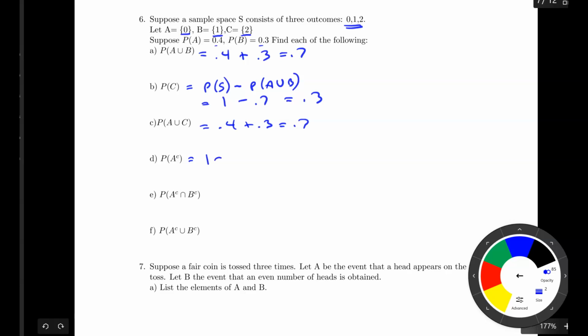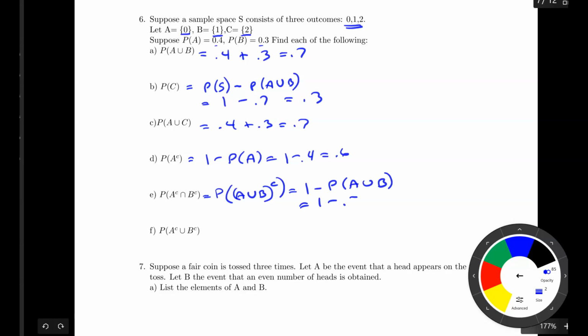Probability of A complement is 1 minus the probability of A, so that's 1 minus 0.4, so that's 0.6. So I want to be careful in dealing with these complements and do De Morgan. So this is A union B complement. So that's the same thing as saying 1 minus probability of A union B. So that's 1 minus 0.7 or 0.3.